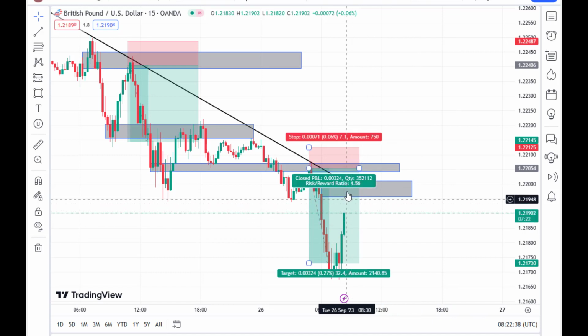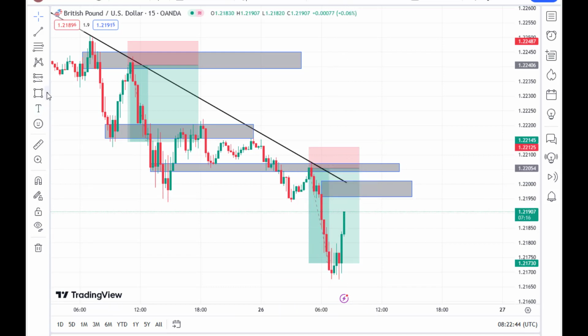So here we have a possibility that price will come, and because we have a supply at the same time we have this trend line, there's a possibility that price could hit and then get rejected at this zone here, and then we short again to catch a very big move.